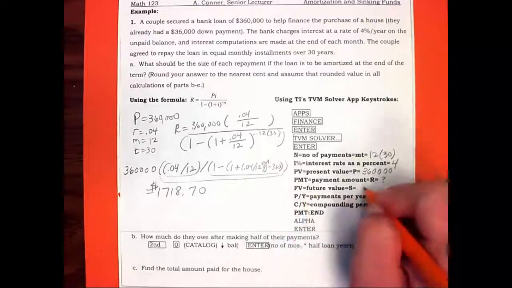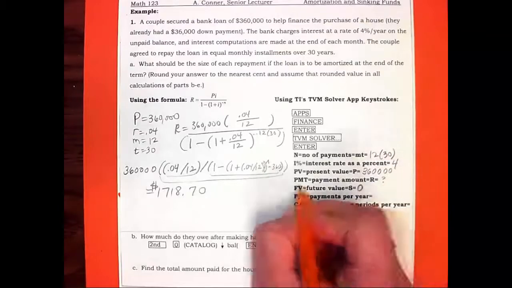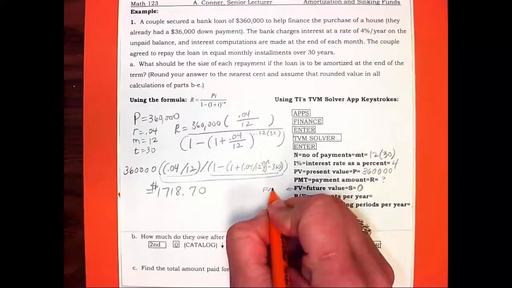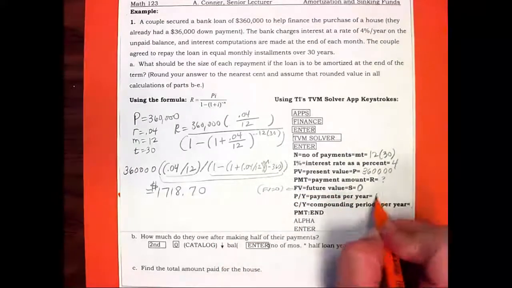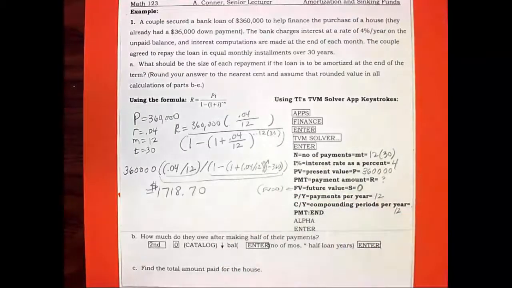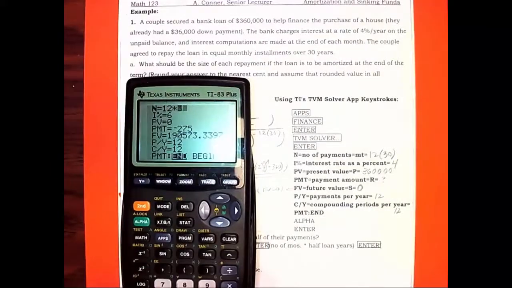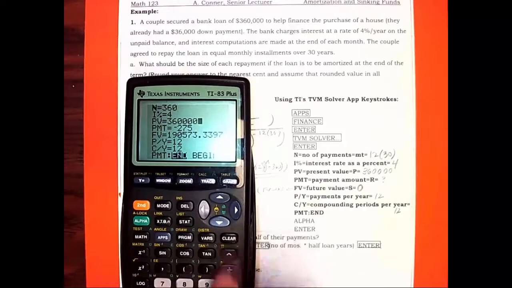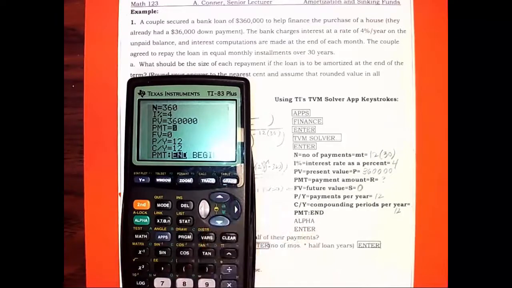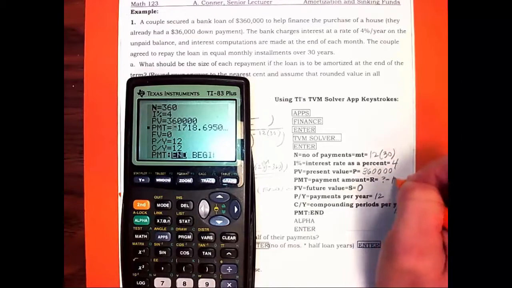So future value, loans always have to be paid down to 0, so that is important. Future value is always going to equal 0. Your payments per year are going to be 12. This is compounded monthly, and we can type that in. So we've got 12 times 30. So go up to payment and do alpha enter. And that's what tells me I need 17, 18, and 70.